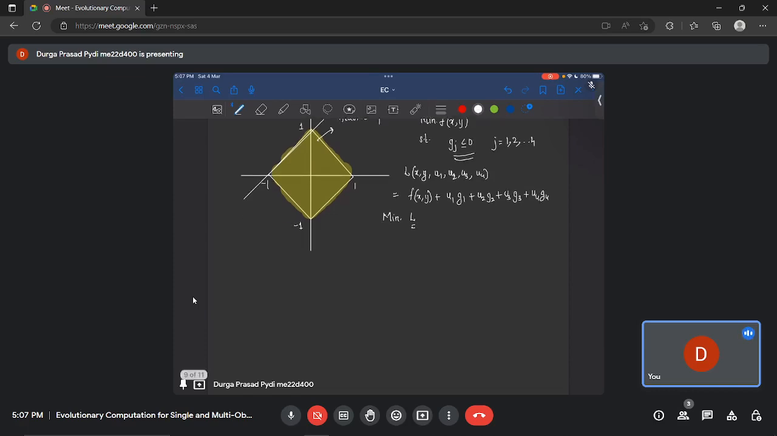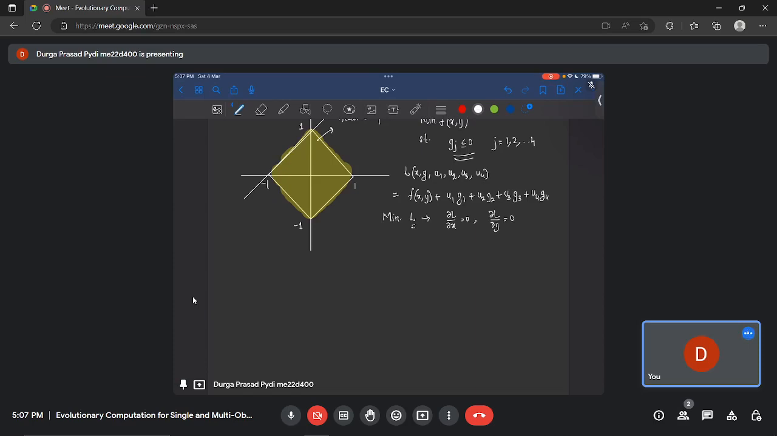To minimize this, we can state this as dou L by dou x equal to 0 and dou L by dou y equal to 0. So with this I got 2 equations. Now for the second case, how do I go about getting the other equations?